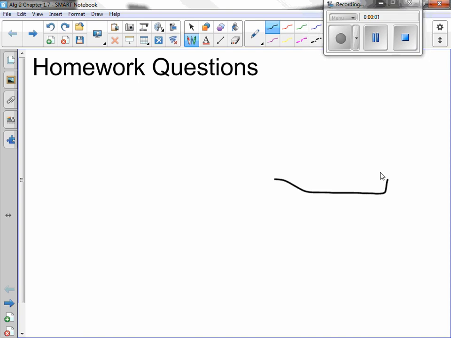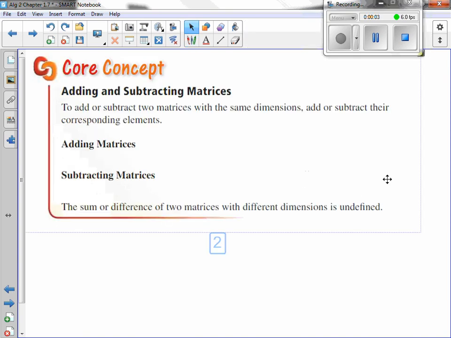Looking at today is matrices. Matrices, adding and subtracting matrices, and then we're going to talk about scalars.